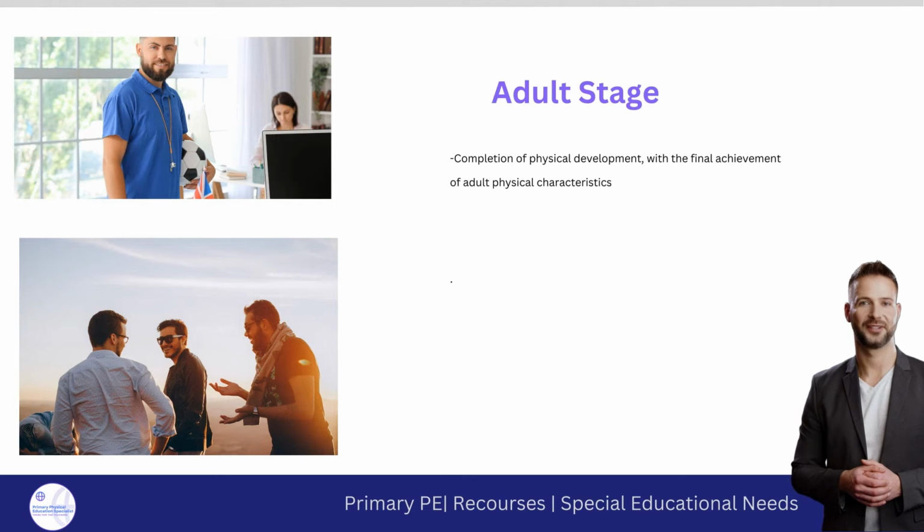The adult stage is the final stage of maturation, during which individuals complete their physical development and achieve their adult physical characteristics. While the physical changes during this stage are less dramatic than during earlier stages, maintaining physical health and fitness is still important. As primary physical education teachers, it's important to provide physical activities that help adults maintain their physical health and fitness. Activities that focus on cardiovascular health, strength training, and flexibility can help adults maintain their overall physical well-being.